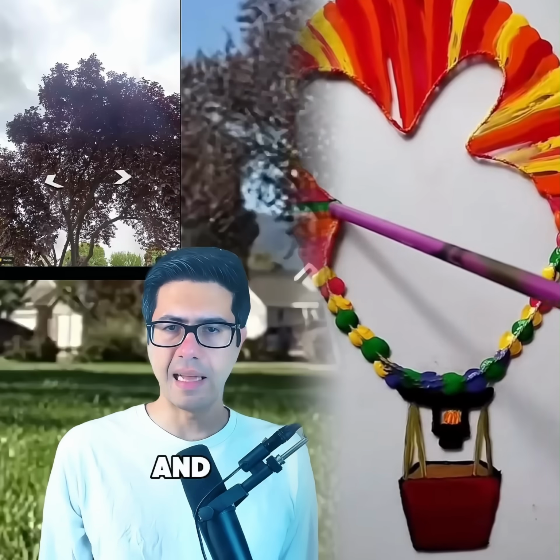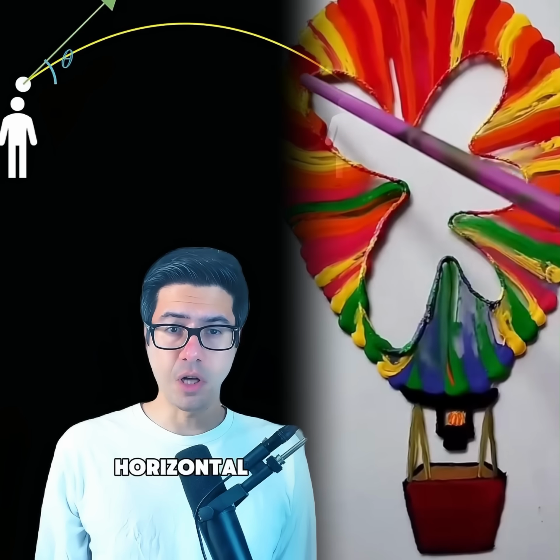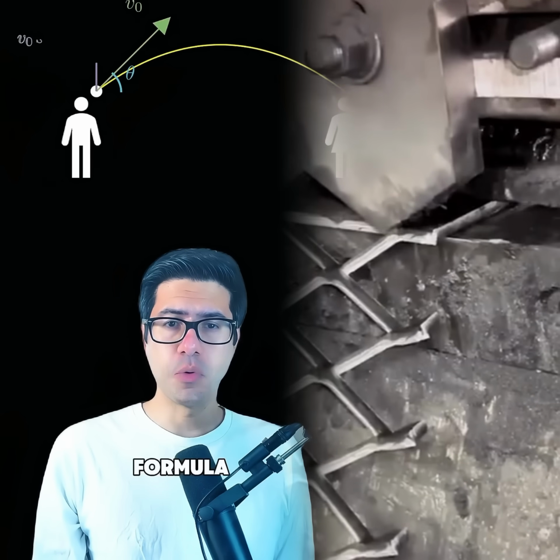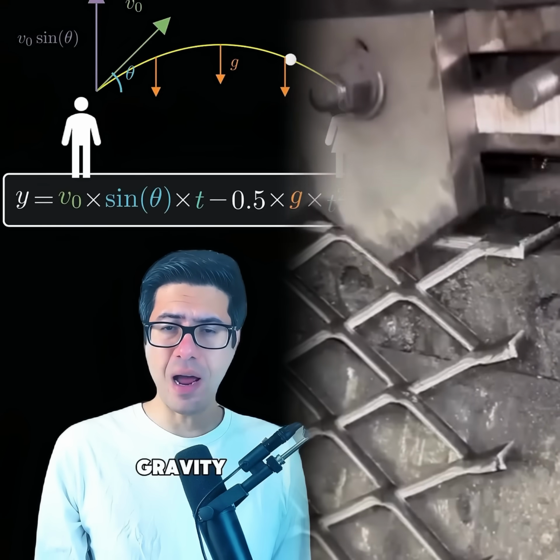I don't want to say where it is, so I'm just gonna show this house in the background with the bushes in front of it. And this red tree right here. When you lob the ball to your wife, the horizontal position formula was initial velocity times the cosine of the angle you threw the ball times time. The vertical position formula was the same with the sine of the angle minus 0.5 times gravity times t squared.